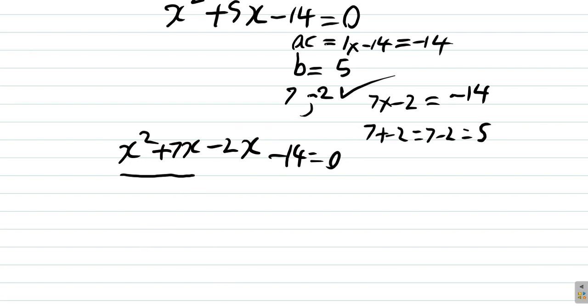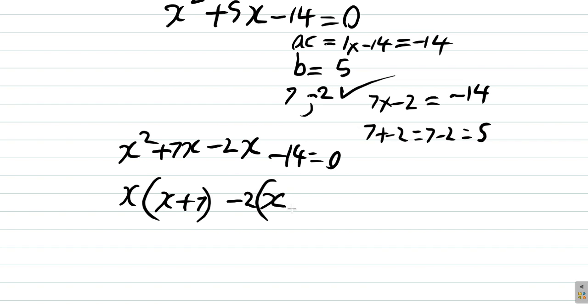Factorize the x squared and the 7x. Then factorize the negative 2x and the negative 14. So if you factorize this part, you have x outside the bracket, and x plus 7 inside the bracket. Then negative 2 outside the bracket: negative 2 into negative 2x goes x times, negative 2 into negative 14 goes positive 7. So we got the same things in the brackets. You should get the same thing in these brackets.